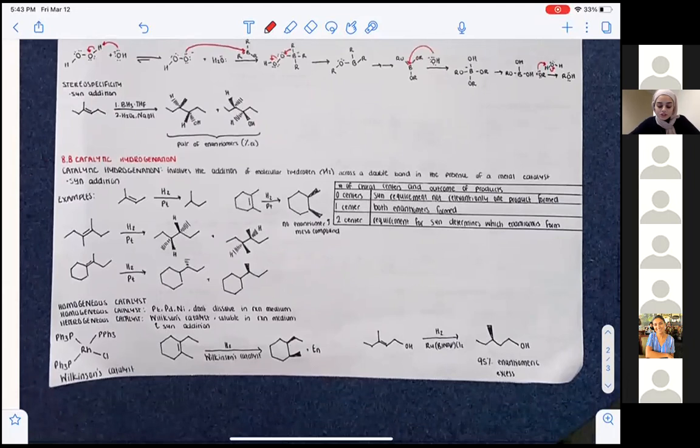Then we have catalytic hydrogenation. Catalytic hydrogenation involves the addition of molecular hydrogen, which is H2, across a double bond in the presence of a metal catalyst. A metal catalyst can be something like Pt, and there are a couple other ones that I'll mention in a second. But just looking at it, we have 2 hydrogens and then our nice little metal. This part in the book mentioned a lot of stuff.